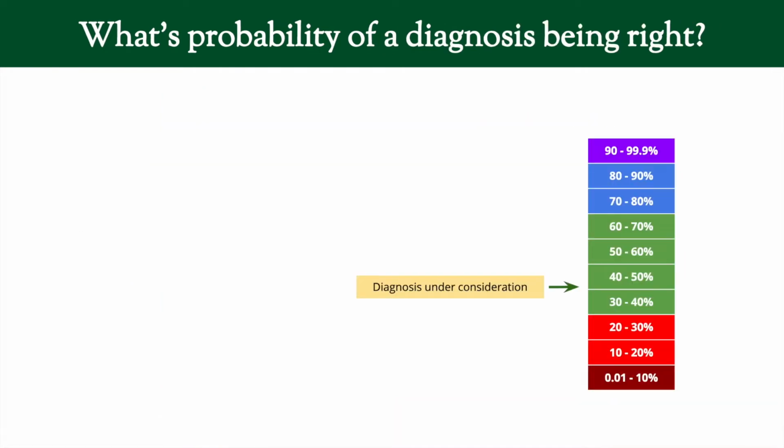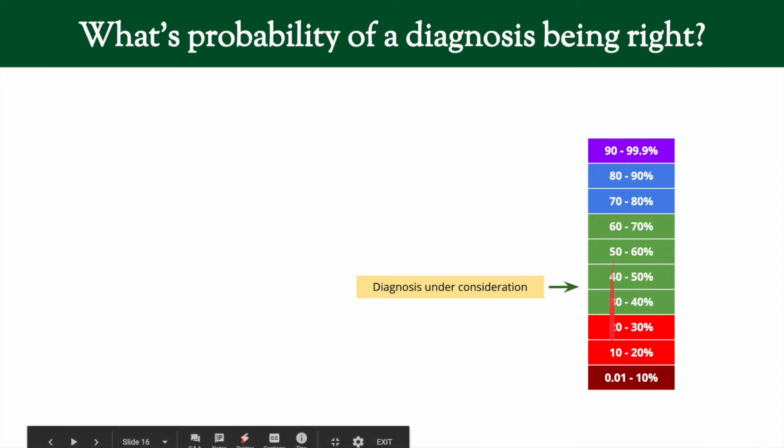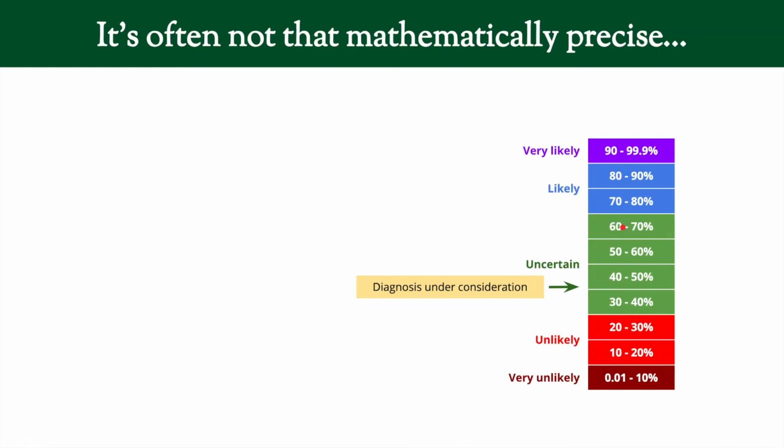And so now we want to apply this to diagnoses, right? We are going to have a diagnosis under consideration, and it's going to have a probability that we're going to apply a percentage to. Now, it's not really that mathematical. We can't really say that something is 41% likely because we don't have enough information to make that calculation like we did with flipping a coin or rolling a die.